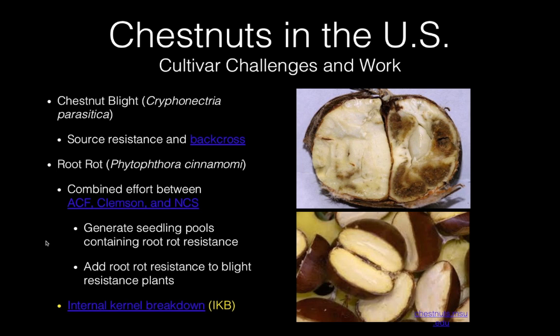And a last consideration, this is a picture of internal kernel breakdown. And this should not be mistaken as a fungal disease or a pathogen, but rather it is due to incompatible pollinizer selection. Sometimes when you have orchards that have multiple species pools in them, you can see internal kernel breakdown occur. In Michigan, there were orchards that reported a 30% loss of kernels because of this. So that is another consideration that researchers are trying to understand to a greater degree.